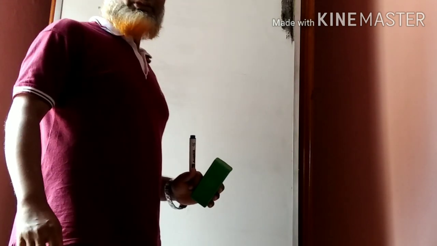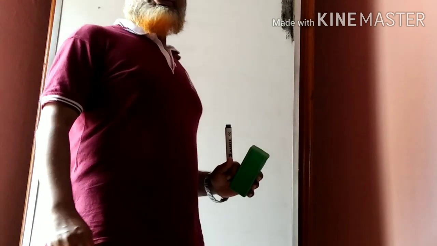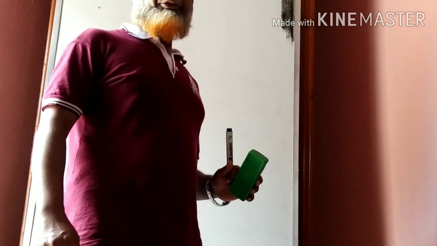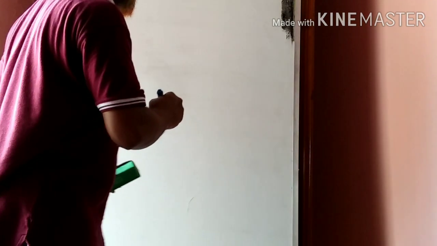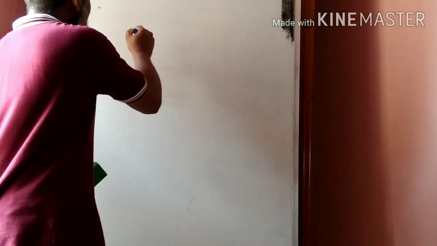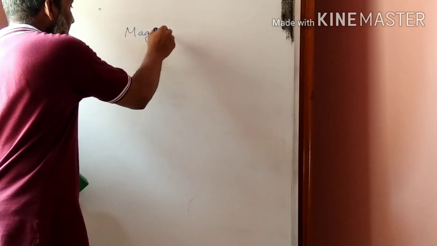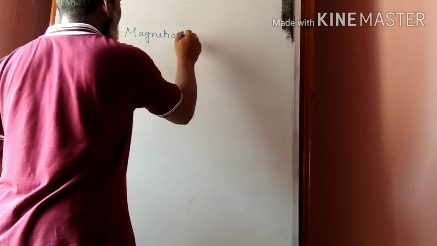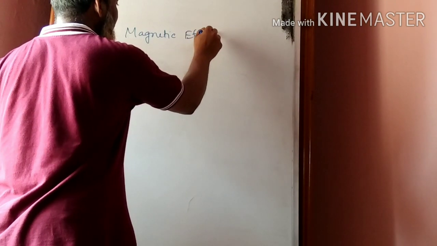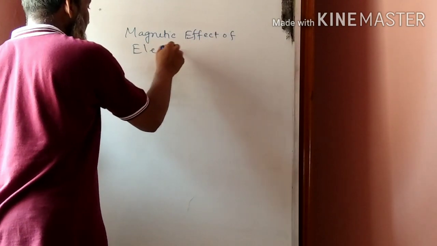Today I am going to start another lesson for you on chapter 4, which is magnetic effect of electric current. And that's why first I write the name of the chapter, which is magnetic effect of electric current.